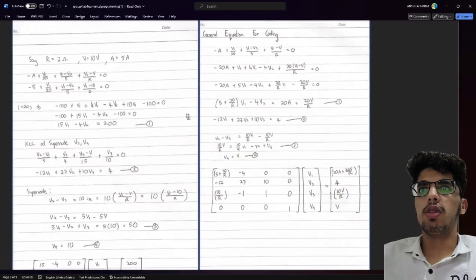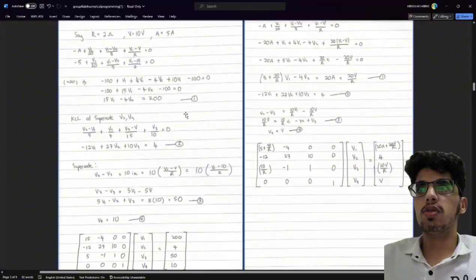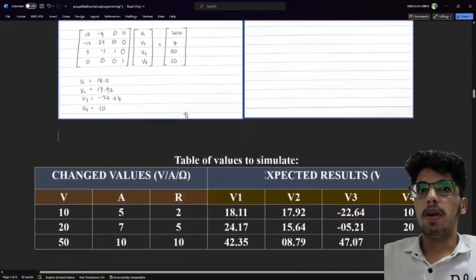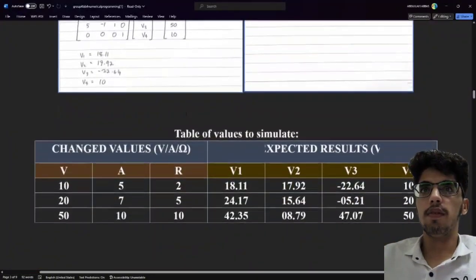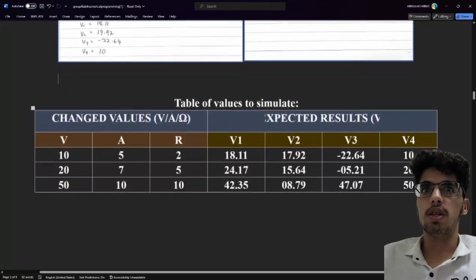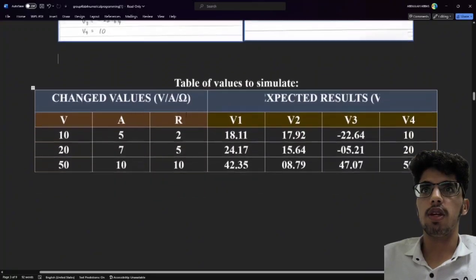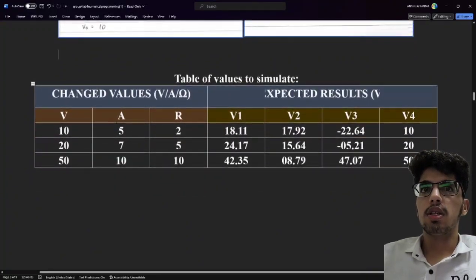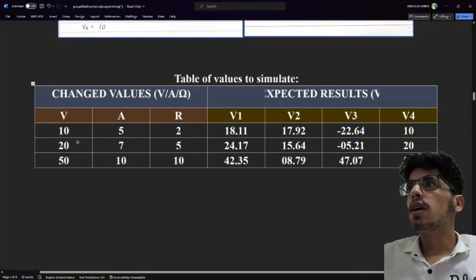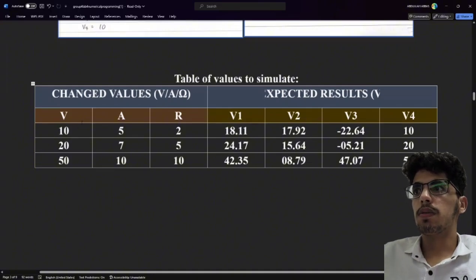We're going to do two types of values to simulate. This is the V, and V is equal 10, 20 and 15. This is the change in voltage and the expected result.